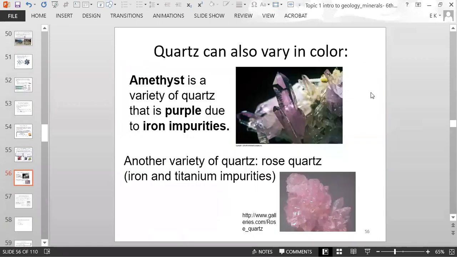Now, quartz is another mineral that can vary in color. Amethyst is a variety of quartz that's purple because of iron impurities. So that's purple amethyst. And then you have rose quartz, which is pink, which has iron and titanium impurities.